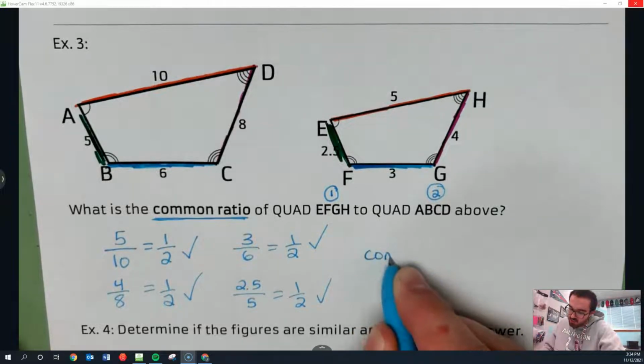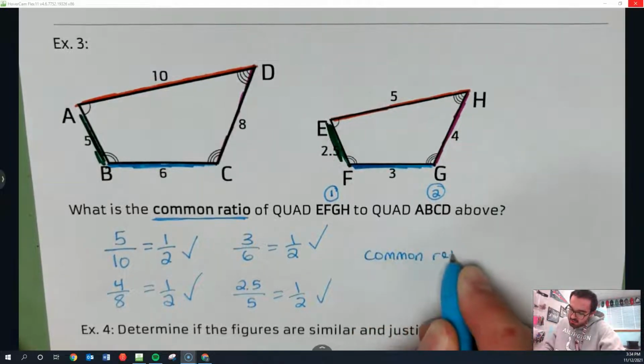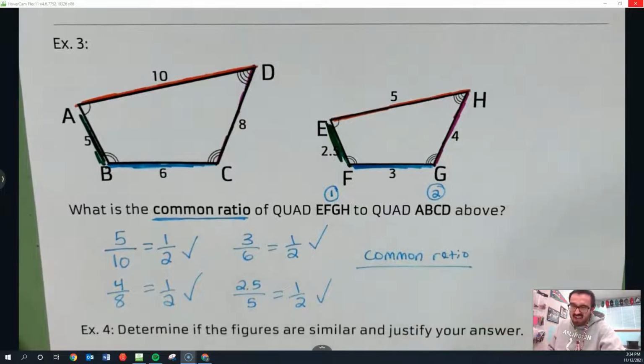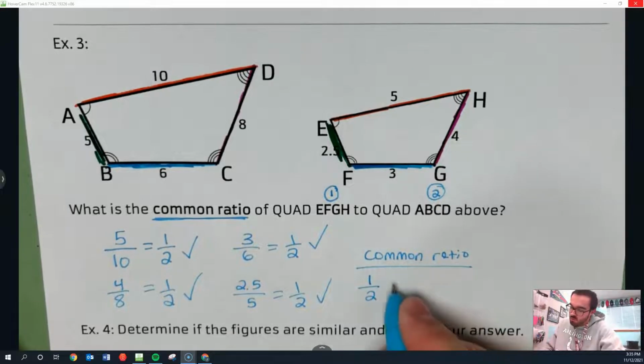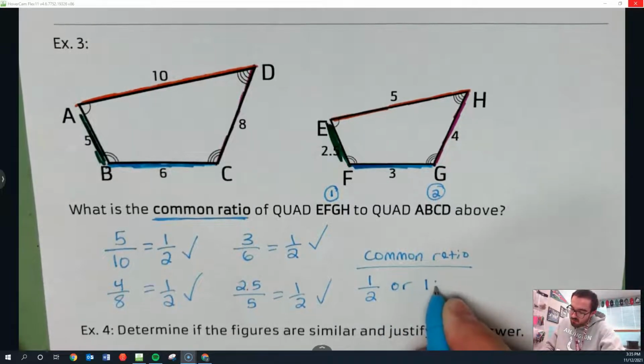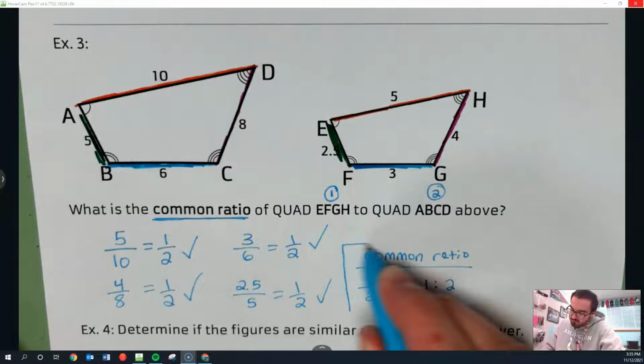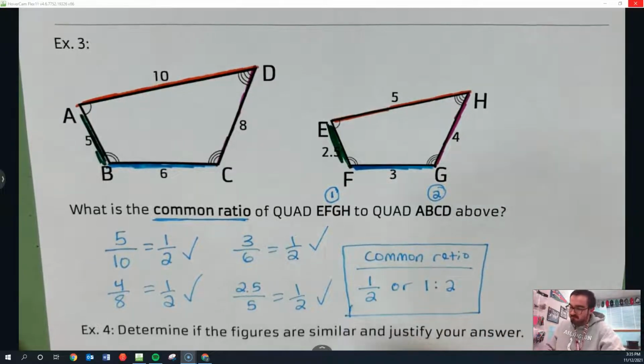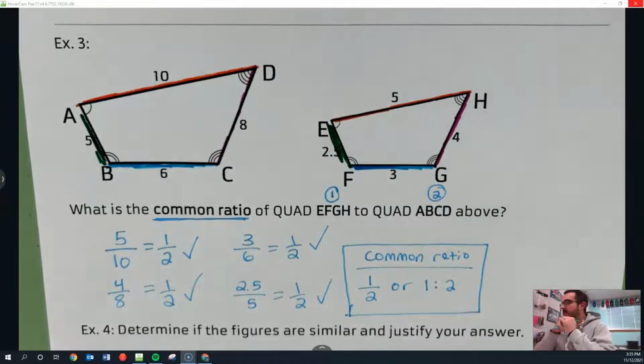So our common ratio is, you can write it in one of two ways. We can say 1 over 2, just like that, or 1 is proportional to 2, like that, like we did earlier. Okay. So that is what we call the common ratio.